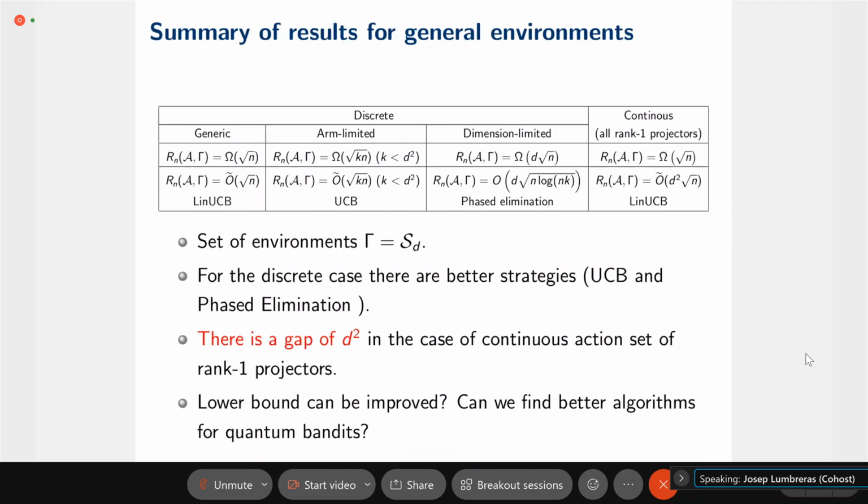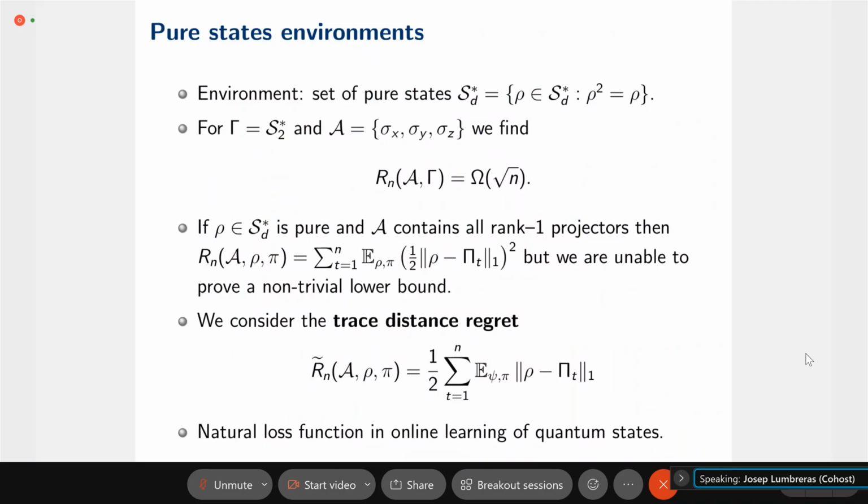So, yeah, now I will briefly review the other environments that we studied, because so far we have studied environments where the unknown quantum state can be any possible quantum state, but now we focus on pure state environments. So now the environment is just the set of pure states. One result that we have is, for example, for the simple case where the environment is just pure states in a two-dimensional Hilbert space, or qubits, and the action set is just the Pauli matrices. Well, we don't have anything surprising: the minimax regret lower bound scales as square root of n.